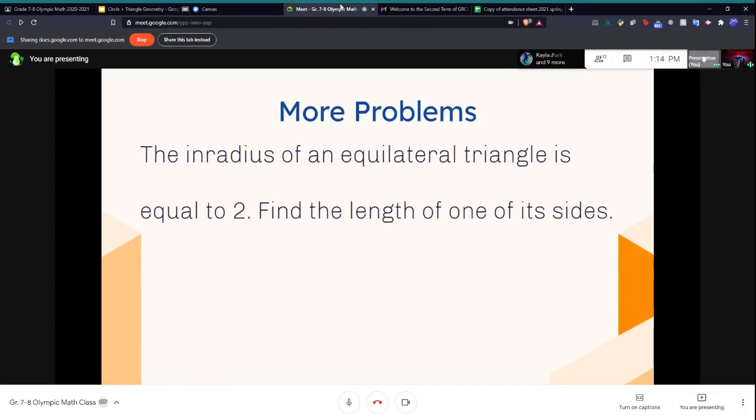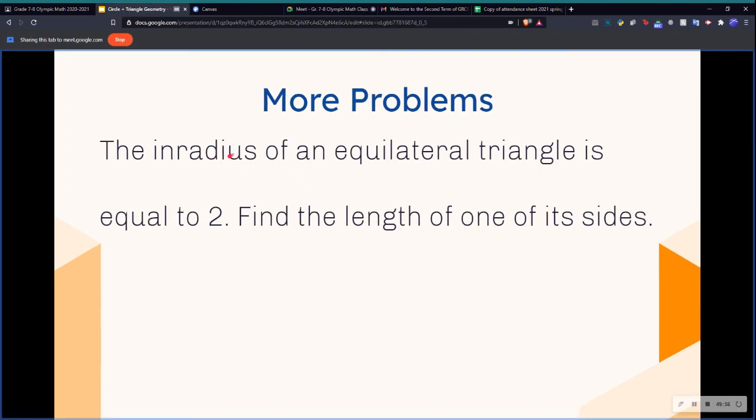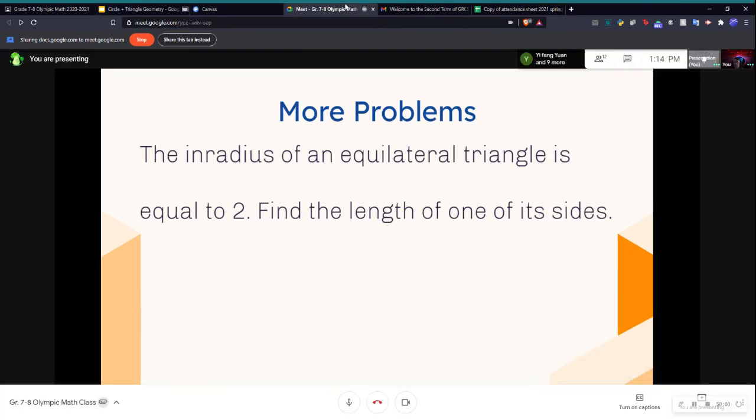Oh, sorry, I wasn't sharing the slideshow, was I? Okay, sorry about that. Okay, so here's the problem. The inradius of an equilateral triangle is equal to 2. Find the length of one of its sides. I'll let you guys think about it for a couple seconds and just understand the question. You don't have to solve it, just think about how you would try to solve it.